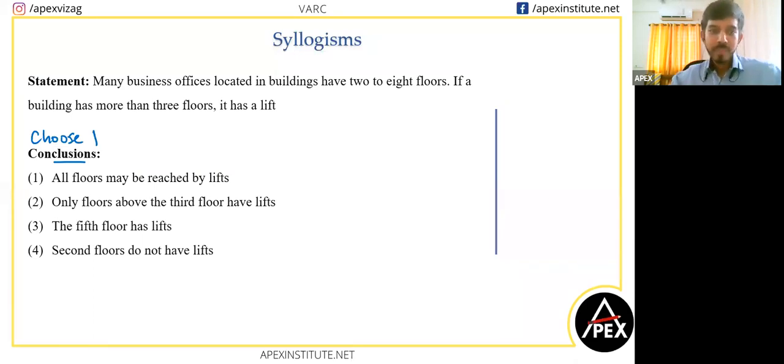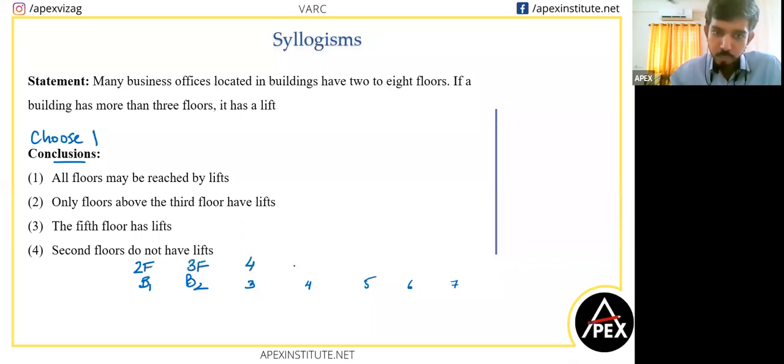Yeah. So many offices are located in buildings that have 2 to 8 floors. So let's list out the buildings here. Let's do it simple. This is building 1, this is building 2, building 3, 4, 5, 6, 7. Building 1 has 2 floors, so only first and second floor. Building 2 has 3 floors, then 4 floors, 5 floors, 6 floors, 7 floors, 8 floors, right? All these are the conditions.